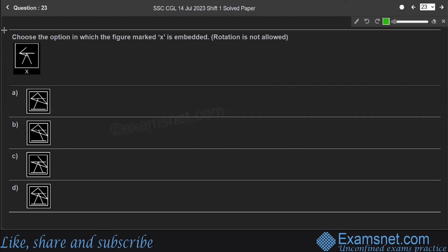Question 23. Choose the option in which the given figure is embedded. So this is the given figure. So which is embedded in. So look at option B. So this part, start from this part and a horizontal line. So here inverted V part, right? So a line which touches the V part. So the given figure is completely embedded in option D, right? Option D is the answer.